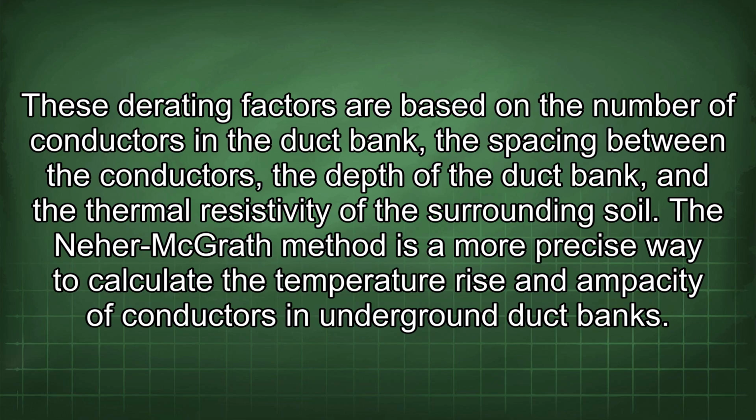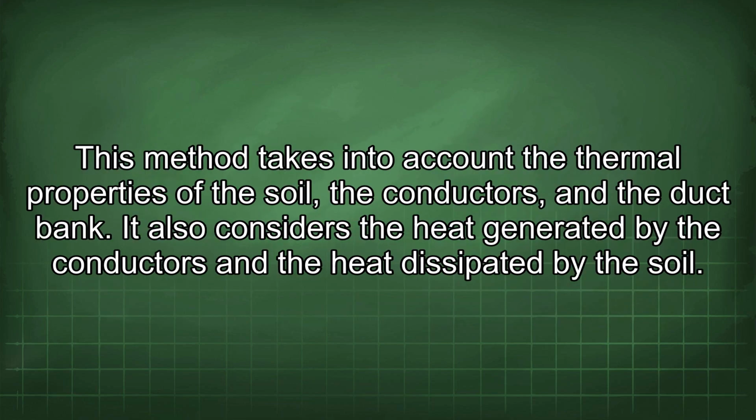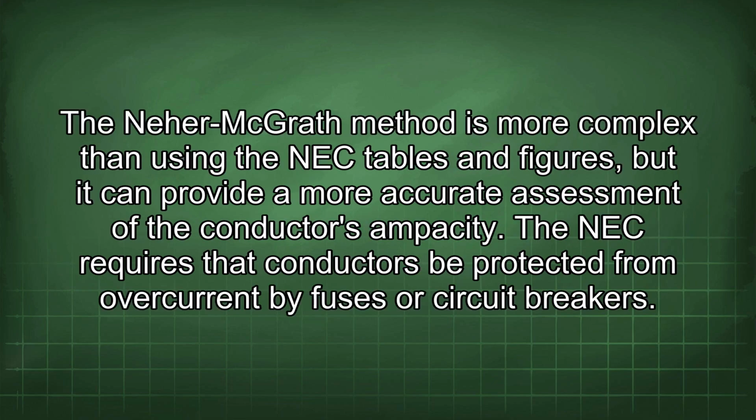The Neher-McGrath method is a more precise way to calculate the temperature rise and ampacity of conductors in underground duct banks. This method takes into account the thermal properties of the soil, the conductors, and the duct bank. It also considers the heat generated by the conductors and the heat dissipated by the soil. The Neher-McGrath method is more complex than using the NEC tables and figures, but it can provide a more accurate assessment of the conductor's ampacity.